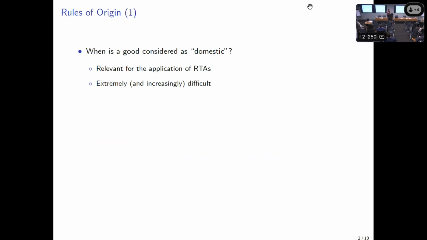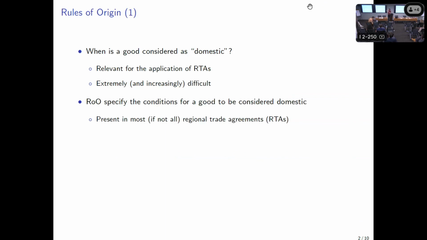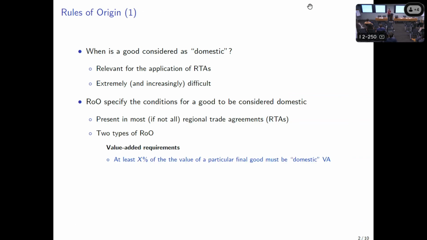So the question is, when is a good considered as domestic? And this is clearly a super challenging and increasingly difficult question to answer, right? In the world of global value chains, it's very hard to keep track of all goods and where they are produced. So rules of origin specify the conditions for a good to be considered domestic. And why does it matter? It matters for the application of RTAs. If we want to give a preferential treatment to a particular good, first of all, we need to know whether that good has been produced within the RTA.